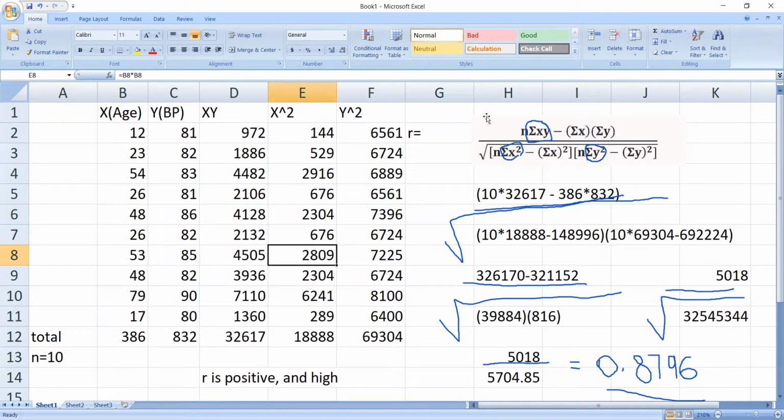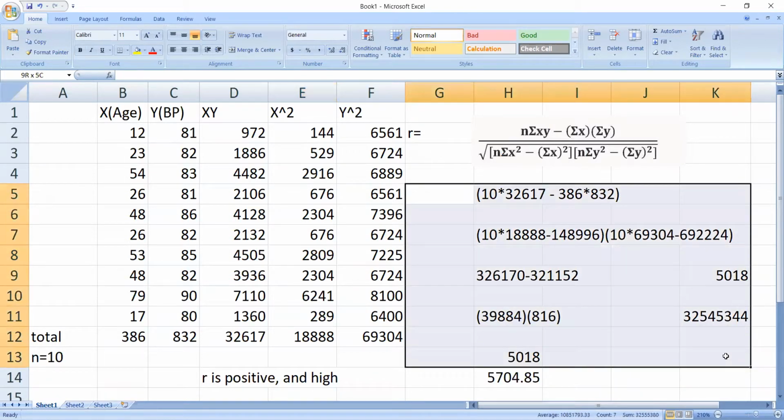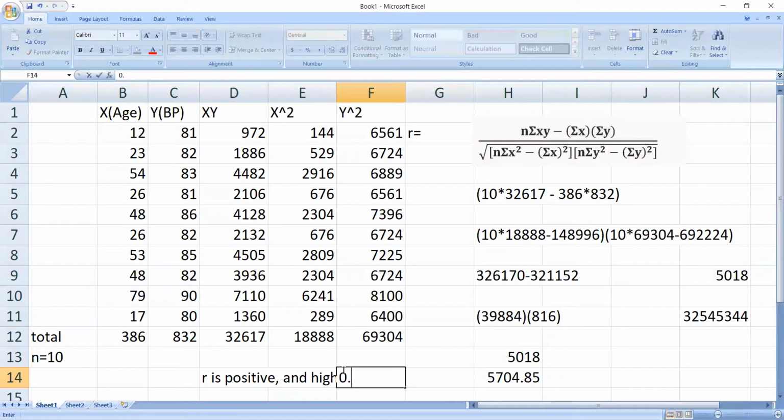Now I'll go back to the first method. So I'll just clear the things. Anyhow, I'll post the video. You can review the video and see the calculations once again. Just record the value of R here, 0.8796.